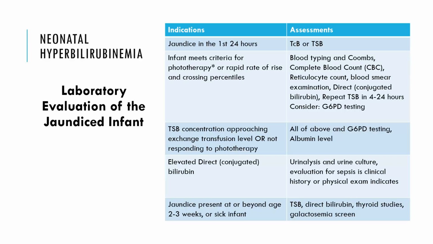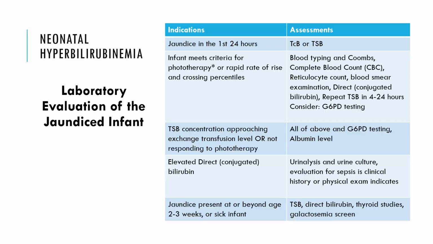A complete blood count, a reticulocyte count, a blood smear examination, so they just put it on a plate and look at it under a microscope to see what the shape of the blood cells looks like. And then a direct or conjugated bilirubin. And then if they qualify for phototherapy, you're going to want to repeat their total serum at least in 4 to 24 hours. And this is considered G6PD testing. Most people would not do this at this point, but it lists that under every assessment as you go through.